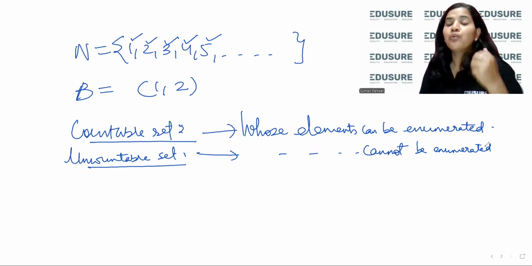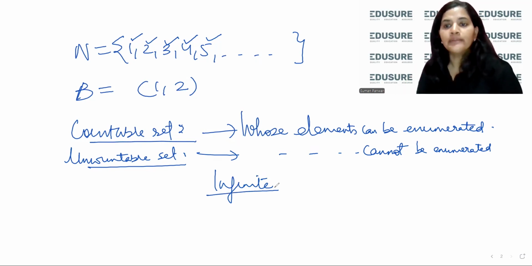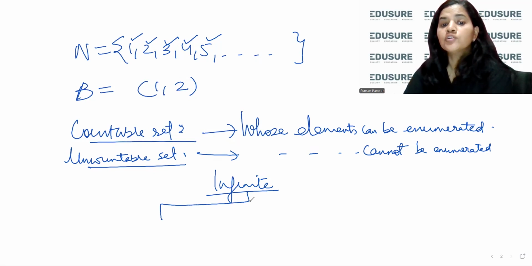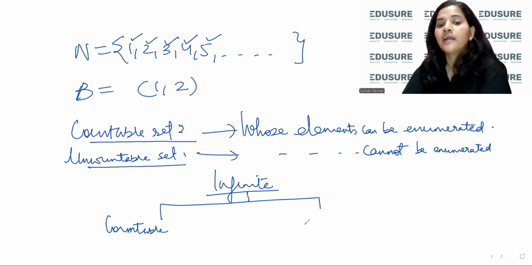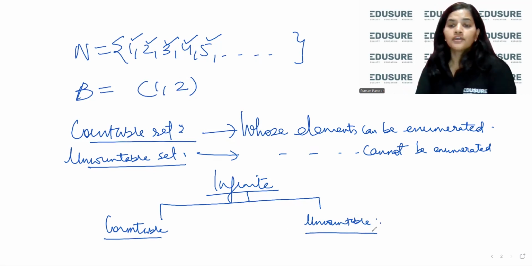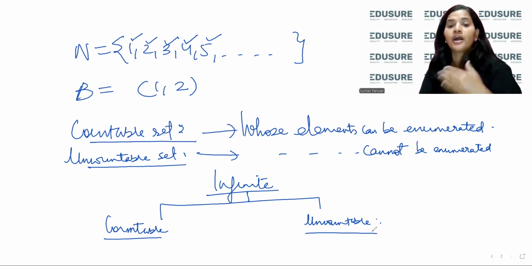So you can see that both N and B are infinite sets. Infinite means the number of elements is not limited, but infinite sets are also divided into two categories: countable and uncountable. Now, these are very important for your preparation because you might get a question where you will be given a set and you will have to categorize it into countable or uncountable. So you should understand that uncountable and countable are subcategories of infinite sets.